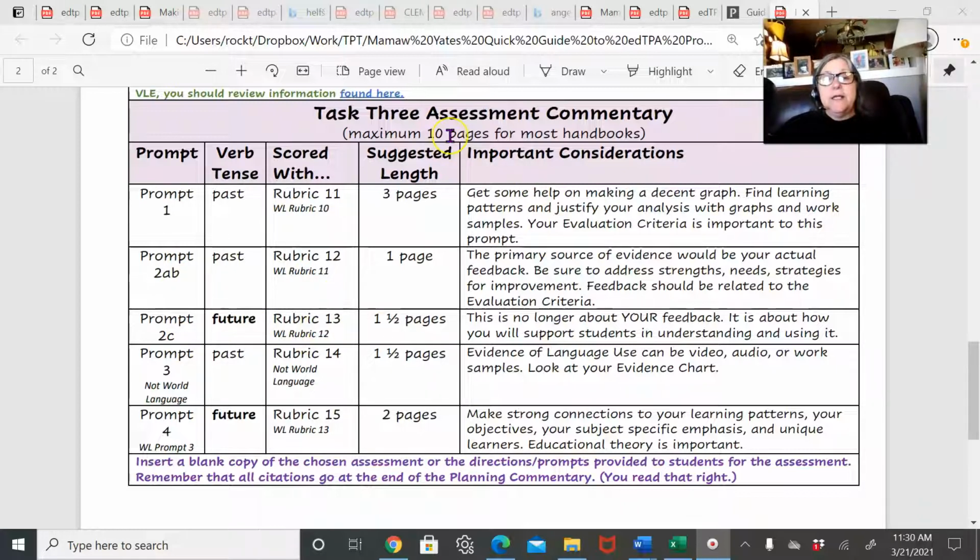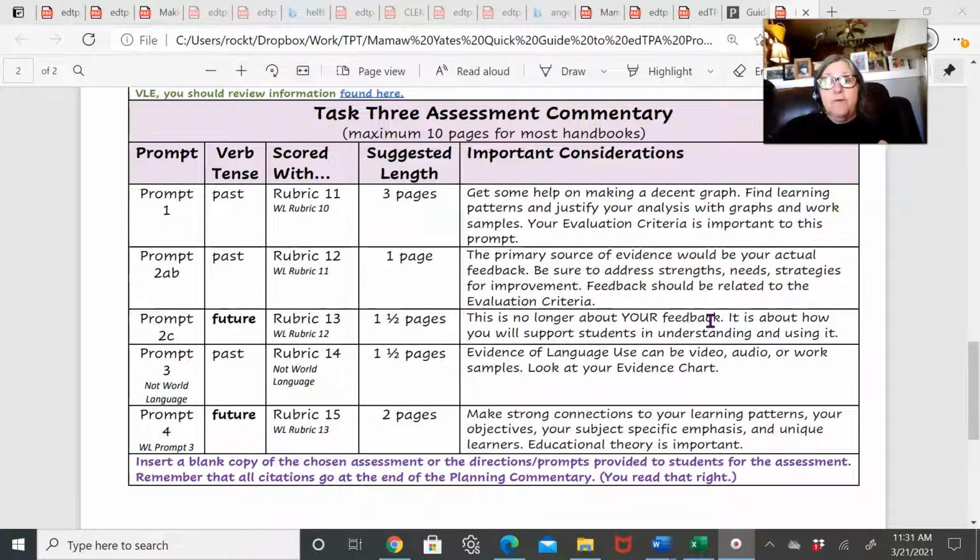Most people have about 10 pages maximum for their commentary. I suggest prompt 1, 3 pages. And the reason I say that is that you want to make sure that you've got plenty of room for your graph or graphs. Prompt 2AB, only 1 page because the primary source of evidence is your actual feedback. 2C is 1.5 because you really need to take some time. This is a very complicated prompt.